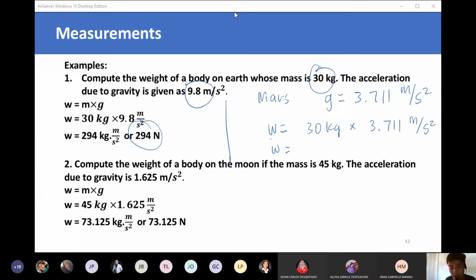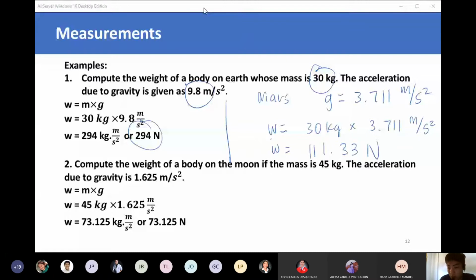And I need a calculator. 30. Okay. Solve it too, so we have fun. So the weight is now reduced to less than half, 111.33 newtons.